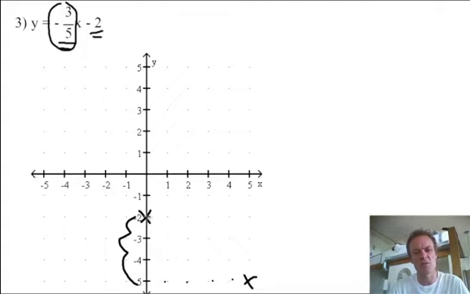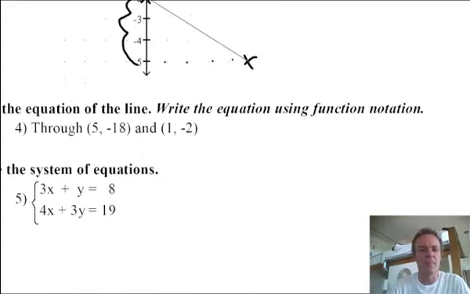I'll just do it between the two. Remember, it will go on forever. So here we go. That is the graph of y equals negative 3/5 x minus 2. Okay, let's keep on going.